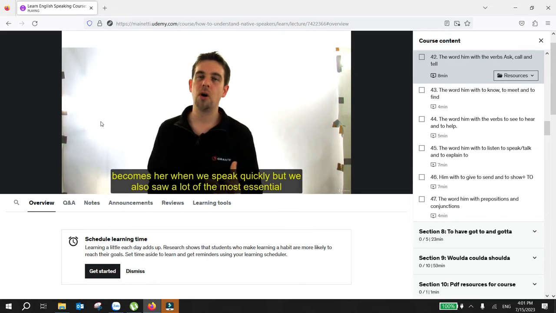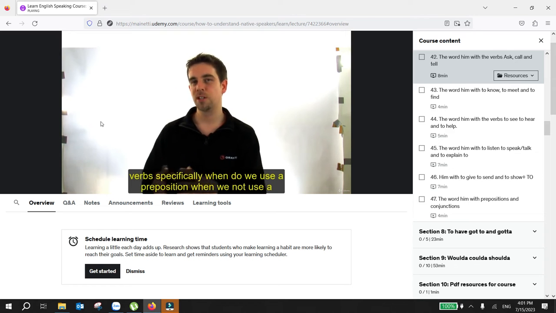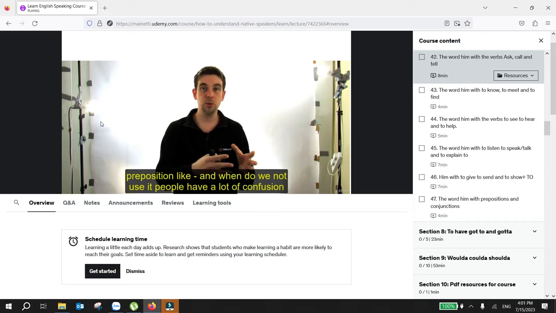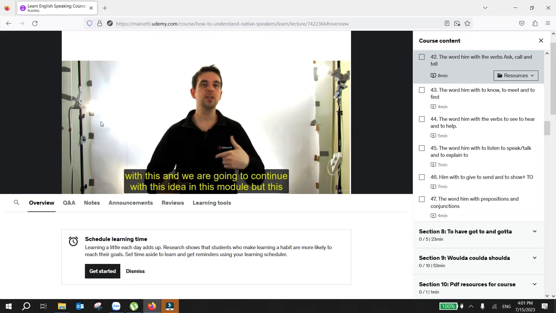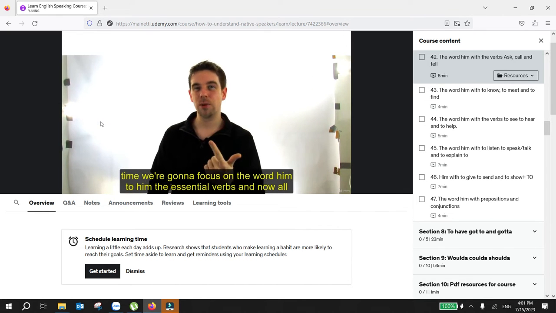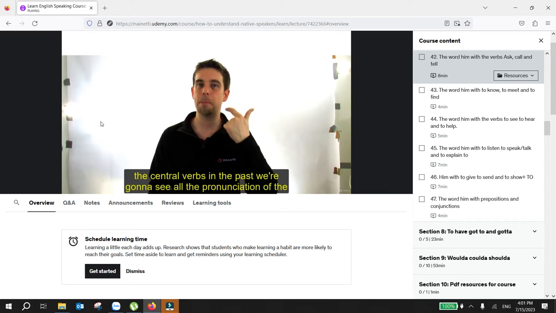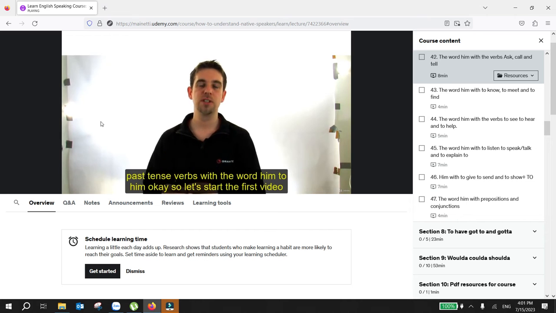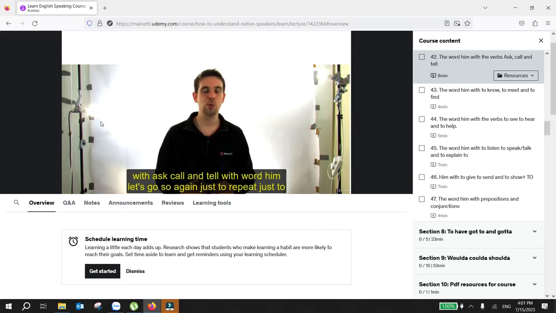But we also saw a lot of the most essential verbs, specifically when do we use a preposition, like to, and when do we not use it. People have a lot of confusion with this, and we are going to continue with this idea in this module, but this time we're going to focus on the word him to 'im, the essential verbs, and now all the essential verbs in the past. We're going to see all the pronunciation of the past tense verbs with the word him to 'im. Okay? So let's start the first video with ask, call, and tell with the word him.